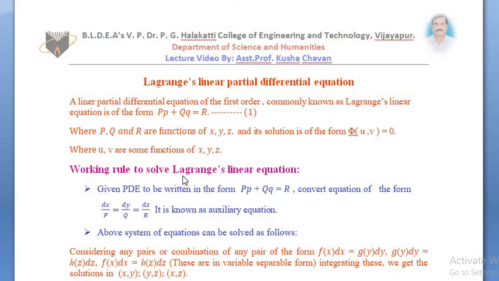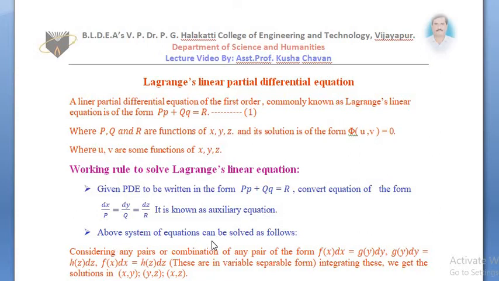Working rule to solve the Lagrange's linear equation. The given partial differential equation is to be written in the form capital P p plus capital Q q equal to capital R, and converted to the equation of the form dx by capital P is equal to dy by capital Q is equal to dz by capital R. It is known as the auxiliary equation.